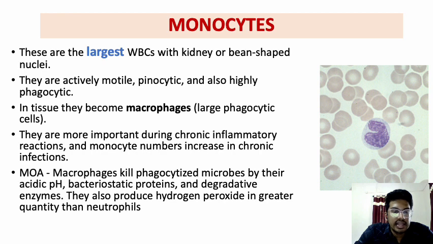Mechanism of action is that the macrophages, which are the tissue monocytes, kill the phagocytosed microbes by their acidic pH, bacteriostatic proteins, and degradative enzymes. They also produce hydrogen peroxide in greater quantity in comparison with the neutrophil. I have already said that neutrophils produce hydrogen peroxide, but monocytes or macrophages produce more of this hydrogen peroxide in comparison to neutrophils.